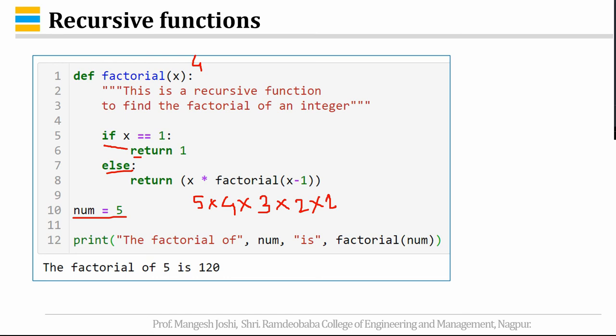Now at last the value of x becomes 1. And when x equals 1, it will go into this if statement. So it will return 1 and then this recursive function will stop. And ultimately it will return the total product, that is 120. And you can see in the result that factorial of 5 is 120. So in this way a recursive function works.